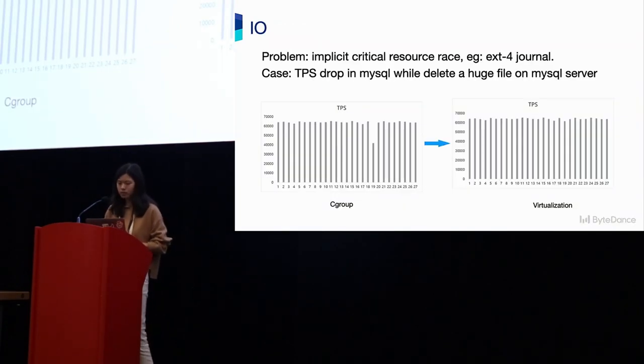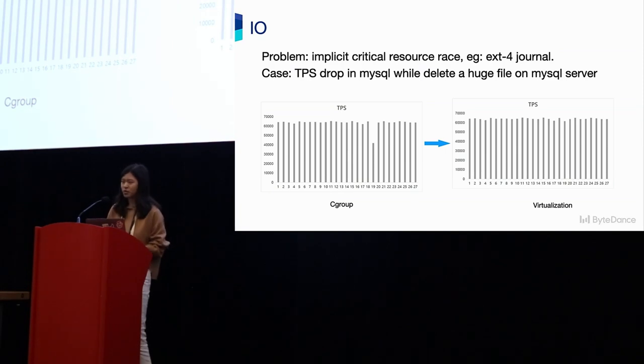The last point that affects our decision for the hybrid deployment is I/O. Actually, there are a lot of resource risks in the system. Some of them you may have never noticed, such as the ext4 journal. Before you encounter a problem, you may never think the ext4 journal matters. If you are lucky enough to find the root cause, it may take a lot of time to debug. Here is a practical outage in our server.